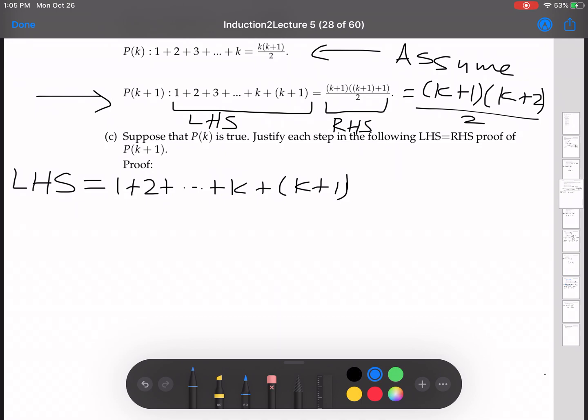All right. Now the thing I want you to see here is that our assumption tells us something about adding up to k. And notice that this is exactly what we have right there. So notice that in the two blue boxes, these are exactly the same, right? They're the same thing. And so our assumption tells us that the blue box adding up to k is equal to k times k plus 1 over 2.